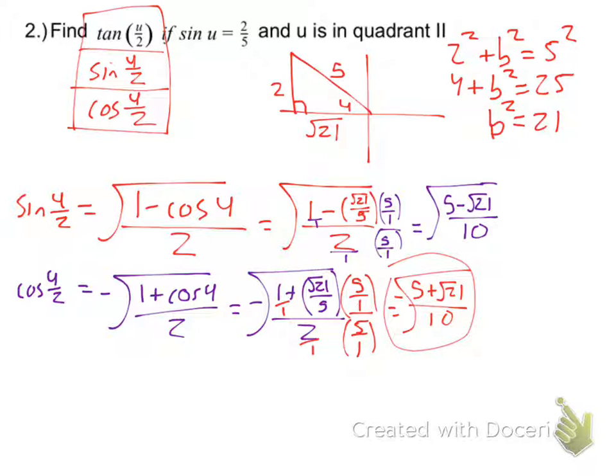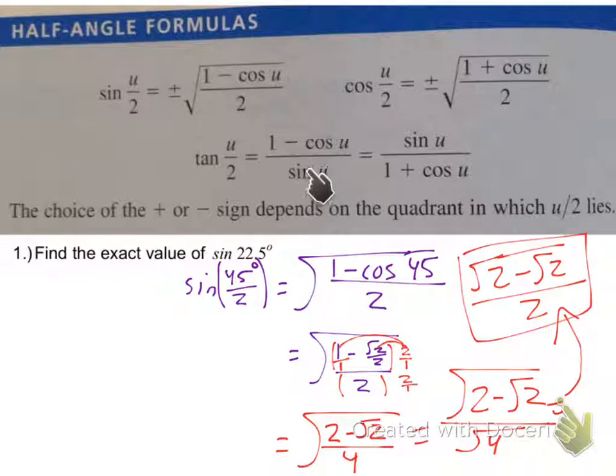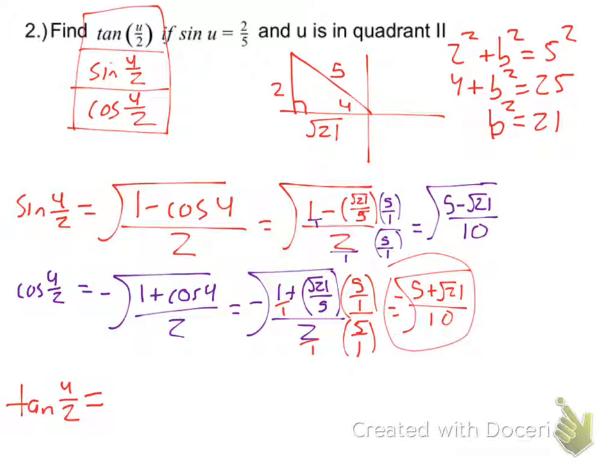Next, we're actually going to answer the original question, tangent of u over 2. If you remember back, there were 2 options: 1 minus cosine u over sine u, and sine u over 1 plus cosine u. Which one do you want to use? They both have sine in them. Second one. Okay, let's use the second one.